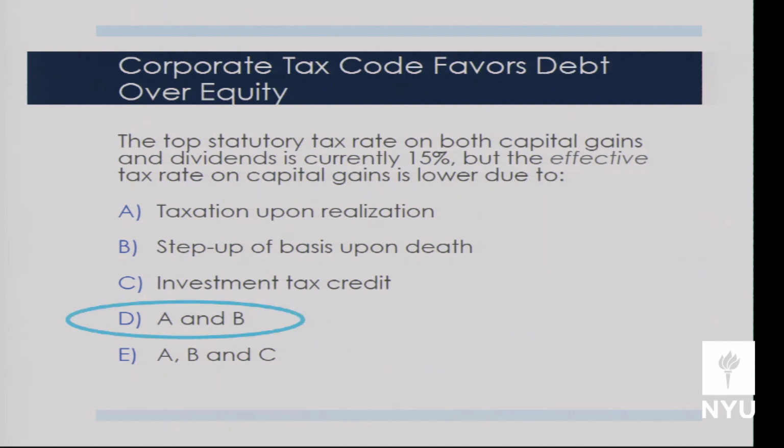So it's A and B. It's because, as I just said, there's realization. Both A and B delay the time of tax payment, so for PDV reasons, your effective tax rate is lower. The investment tax credit is neither here nor there. The investment tax credit doesn't change financing. What does the investment tax credit do?